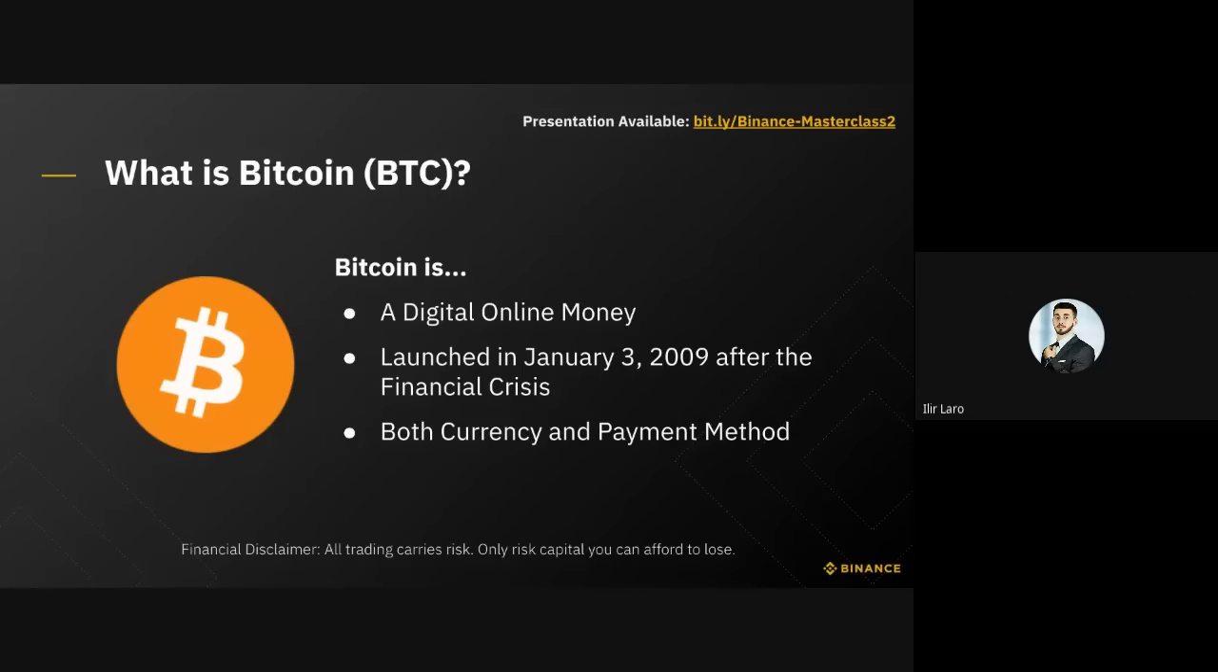To put it simply, Bitcoin is a digital currency similar to a fiat currency, which is a government-backed local currency like the pound, the US dollar, or the euro, only it is not tied to any geographic region or government. Bitcoin was launched on January the 3rd, just after the global financial crisis, by an unknown person called Satoshi Nakamoto. We still do not know who this person is, even to this date, even in this digital era. And lastly, Bitcoin is both a currency and a payment method.